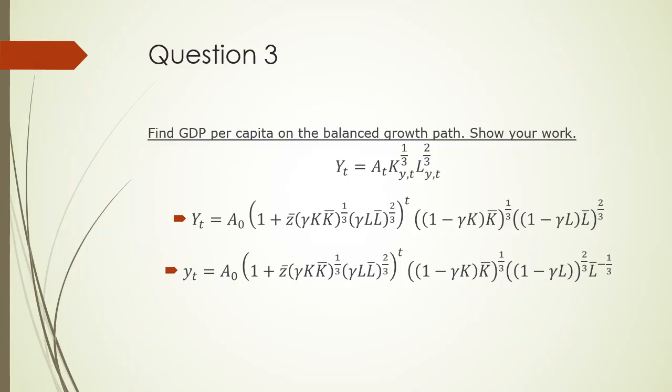Now that we have all of our information, we can begin substituting it back into our original production function. So in our second line, we have substituted in values that we've determined. And in our last line, we simply need to remember that the question is asking for per capita, and that we will have to divide both sides of the equation by L.